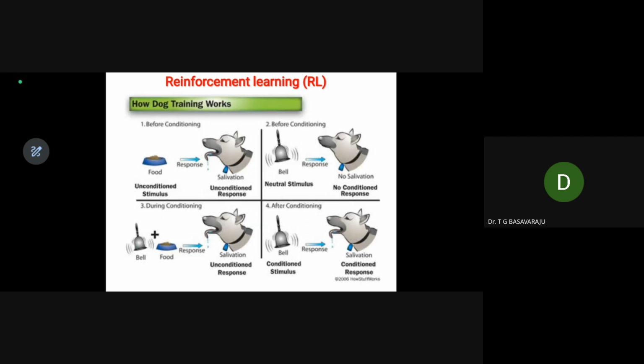One more example for reinforcement learning, just for your better understanding, I put this. Before conditioning, if you just say food, your dog would unconditionally give a response that it wants to have the food. Before conditioning, if you just ring a bell, it will not respond. But if you give food along with the bell, then it will understand that whenever the bell rings, it will be provided with the food. So a conditional response will be there from the dog, that whenever the bell rings, it will go and have the food. This is how we try to train the model in reinforcement learning.